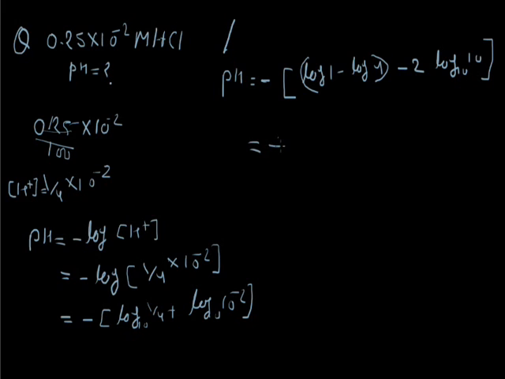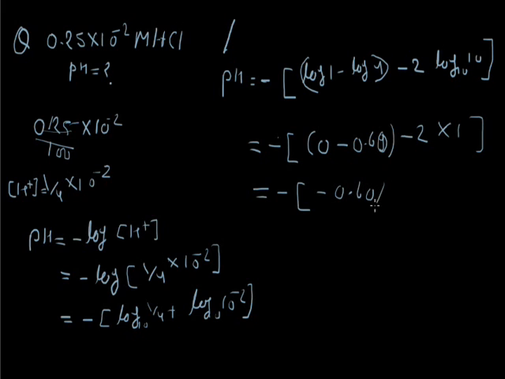Now put all the values. Minus, log 1 is 0, log 4 is equal to 0.60, minus 2 log base 10 10 is equal to 1. So this one is minus 0.60 bracket minus 2. ठीक है, इसको हम बाहर लेंगे तो minus 2.6. So overall is equal to plus 2.6. Now we can say that the pH of 0.25 into 10 to the power minus 2 molar solution is 2.6.